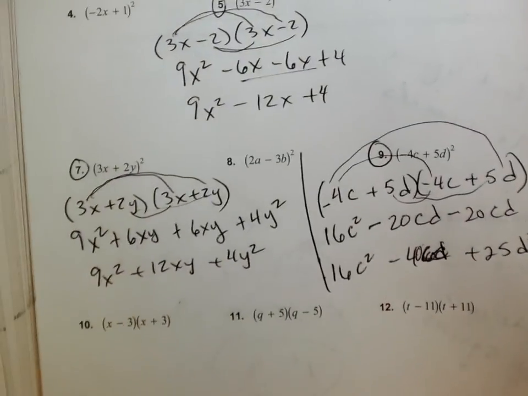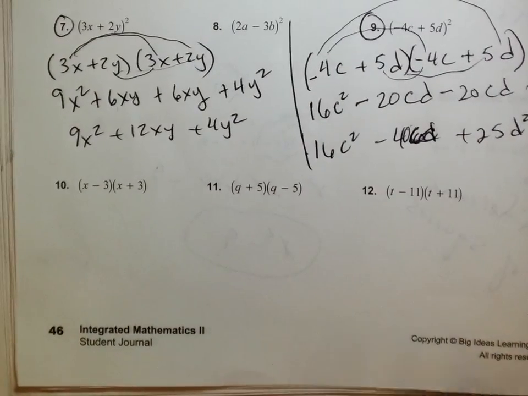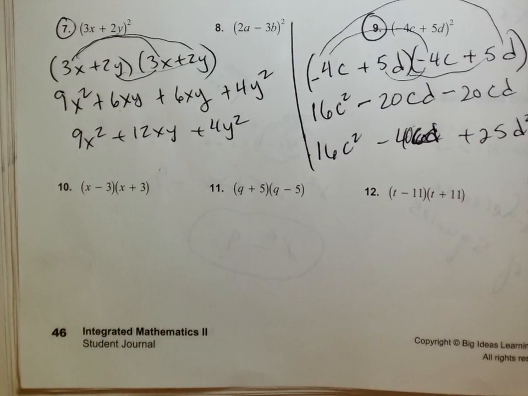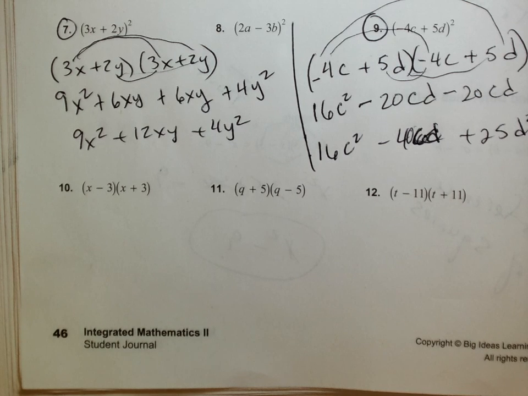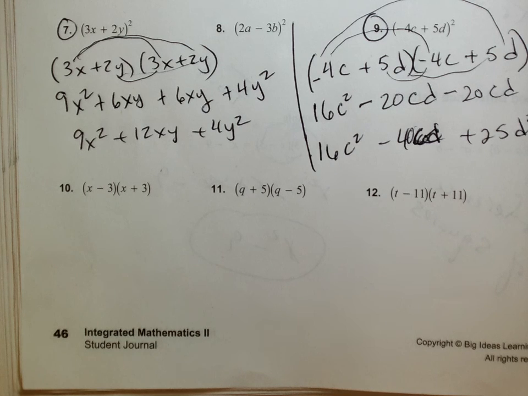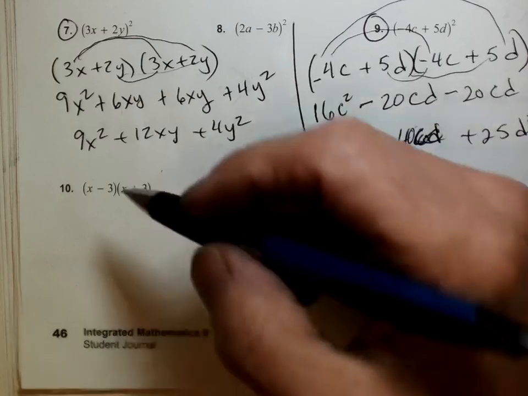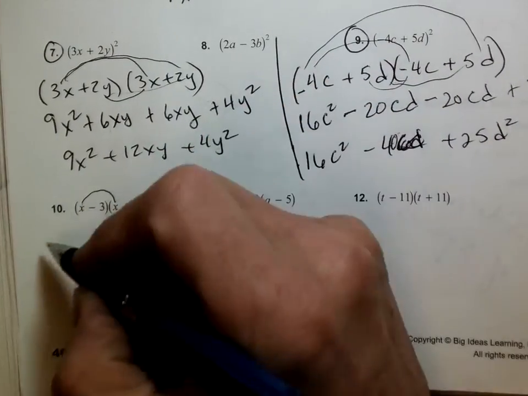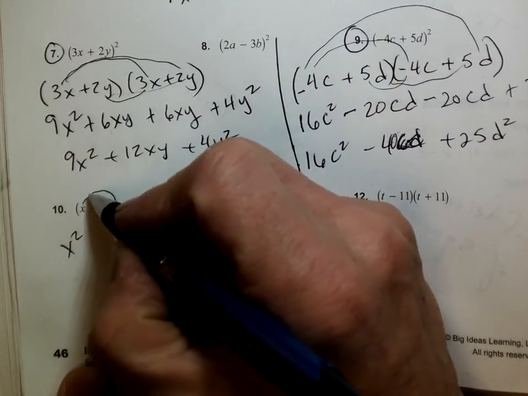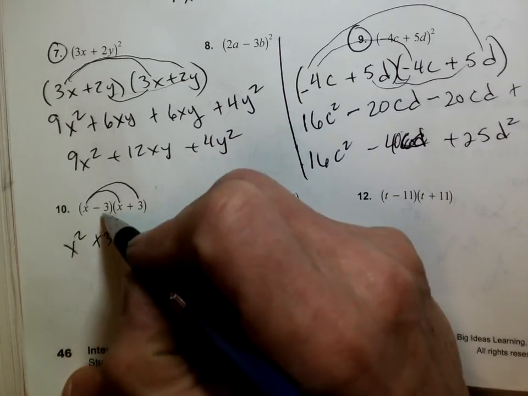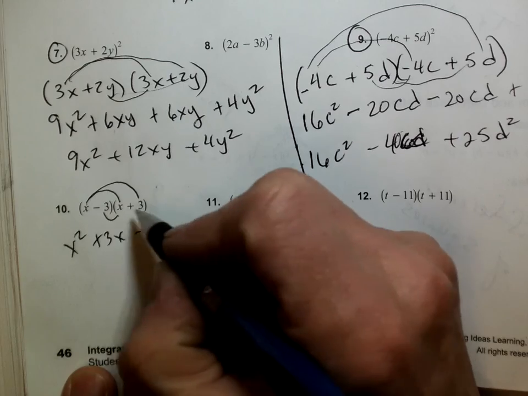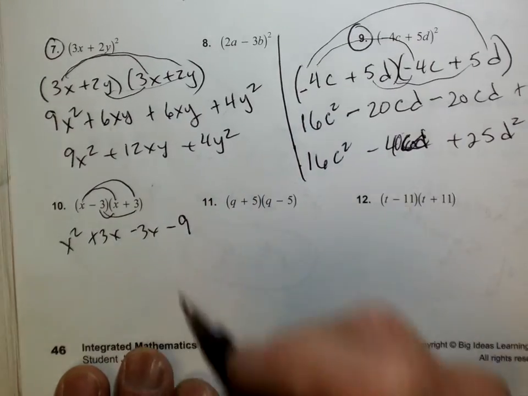So now, next one. Let's look at 10. 10's different, isn't it? It's no longer a quantity squared. It's just a regular FOIL problem, right? The middle terms will cancel out, but we have to check it. X squared, positive 3x, minus 3x, minus 9.